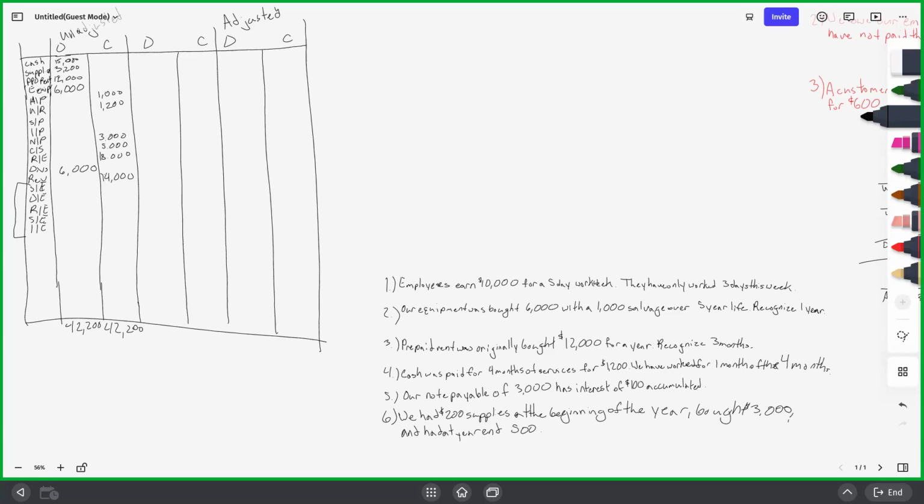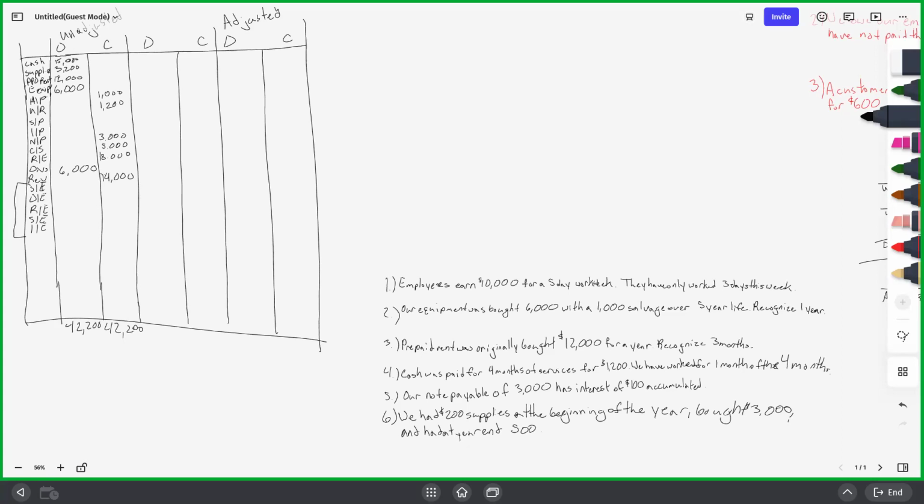We went note payable 3,000 on that? Yes, note payable 3,000. Oh, okay. So do we do anything with the middle? Yes, if you want to start putting values in there to make your adjusting trial balance, that's what the aim is for. So for example, employees earn $10,000 for a 5-day work week. They only work 3 days out of the week. So what are we adjusting for?